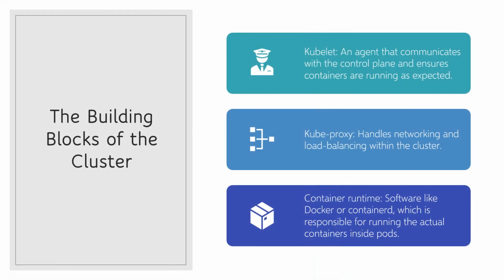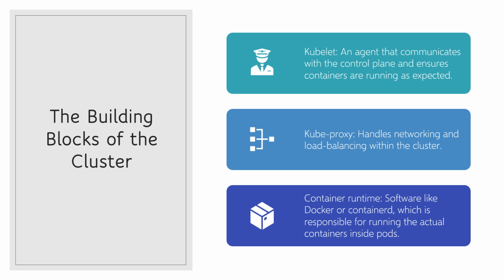A node is the smallest unit in Kubernetes. It can be a physical machine or a virtual machine, running containerized applications. Each Kubernetes cluster is made up of at least one or more nodes. These nodes are responsible for running the pods and are managed by the control plane. A node consists of three main components.